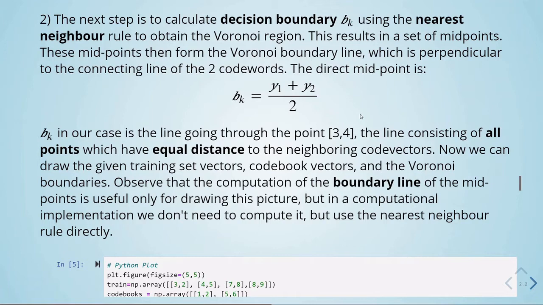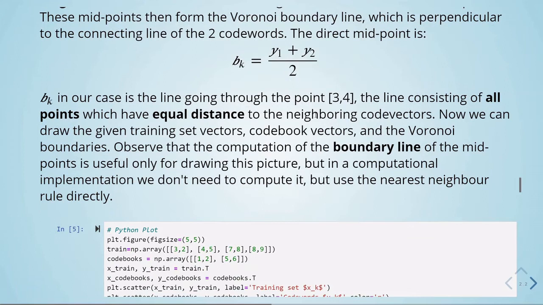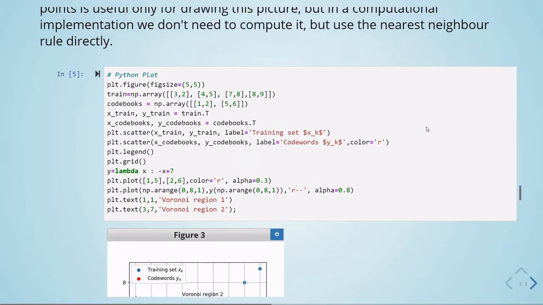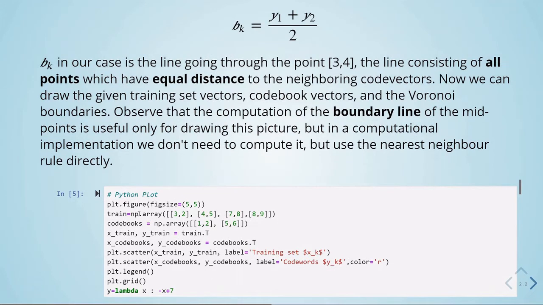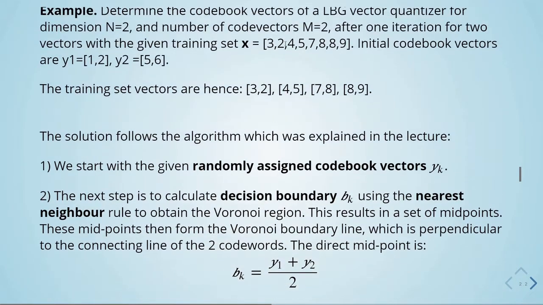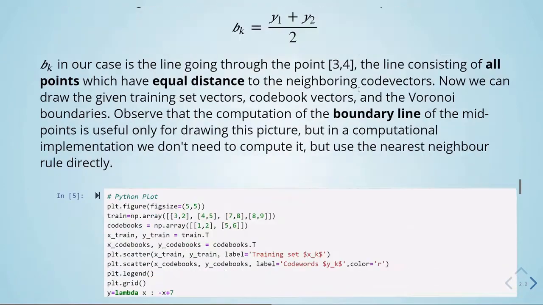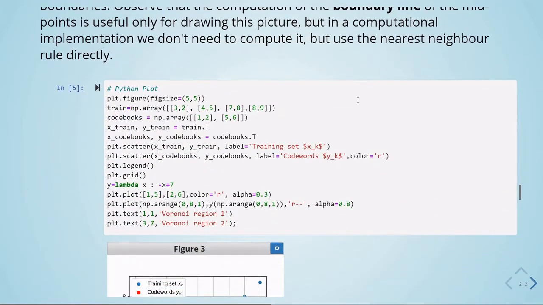Now we can draw the given training set vectors, the codebook vectors, and the Voronoi boundaries. So observe that the computation of the boundary line of the midpoint is useful only for drawing the picture. In a computational implementation, we don't need to compute it. We just need to use the nearest neighbor rule. So here is a plot. We have here our training set. So we split this sequence of numbers into vectors with two dimensions. So that's what we're doing here.